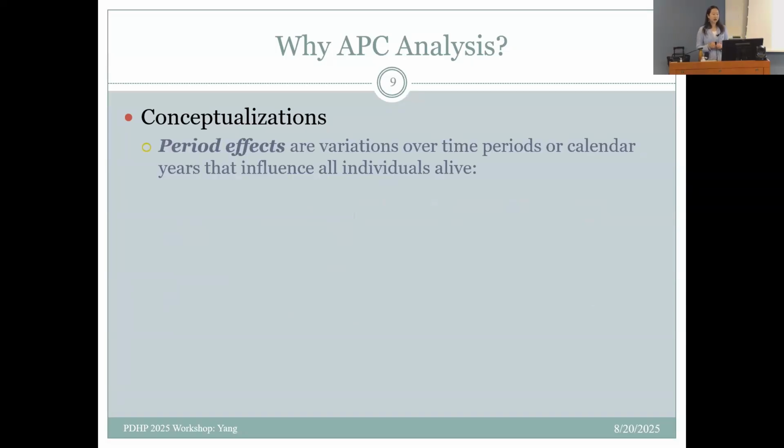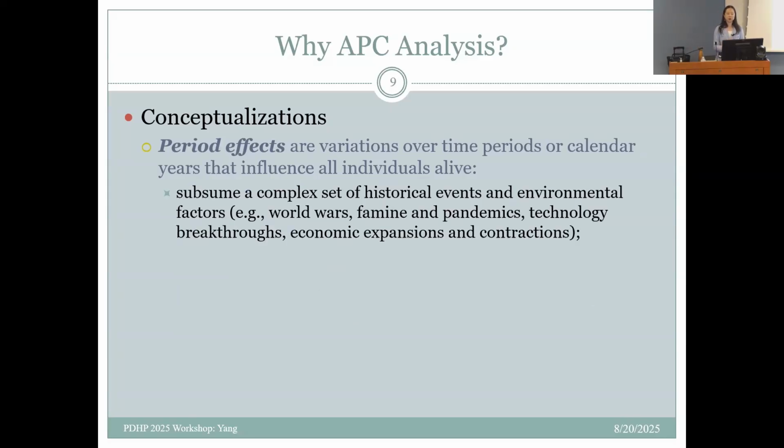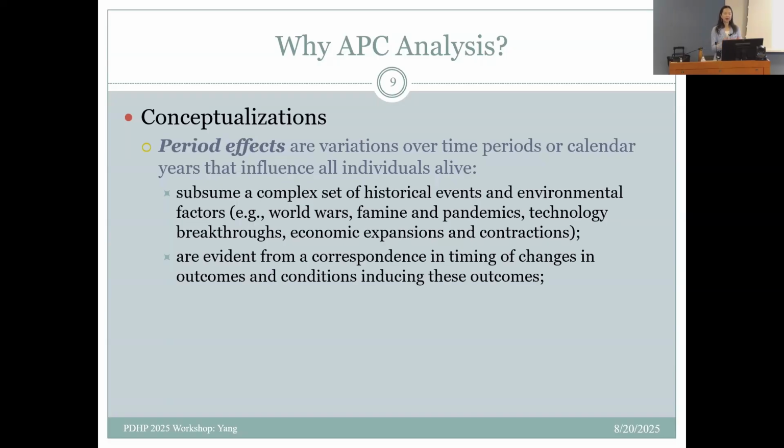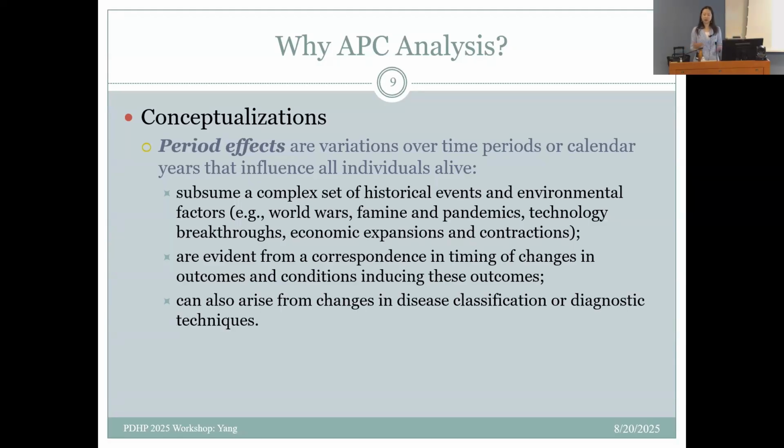On the other hand, period effects are variations over time periods or calendar years that influence all individuals alive. So they subsume a complex set of historical events and environmental factors such as wars, famines, technology changes, economic expansions and contractions, and they're often evident from a correspondence in timing of changes in the outcomes and conditions inducing these outcomes. This is a special case in health research, where they can also be observed from changes in disease classification or diagnostic techniques. A prominent example is the increasing diagnosis and incidence of breast cancer in recent decades for women.